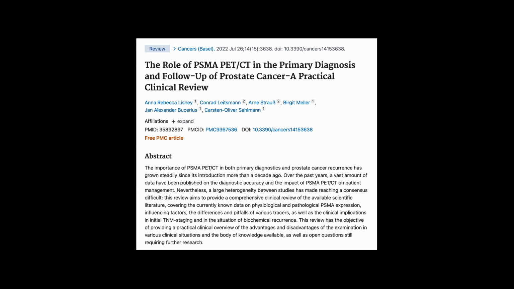This is a good article on the role of PSMA PET CT in the primary diagnosis and follow-up of prostate cancer patients.